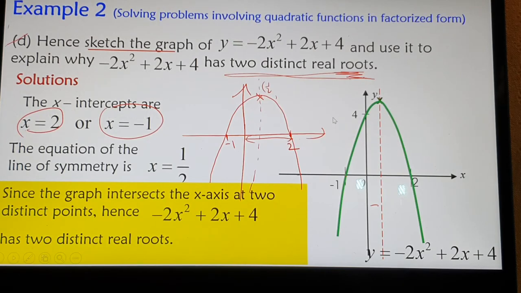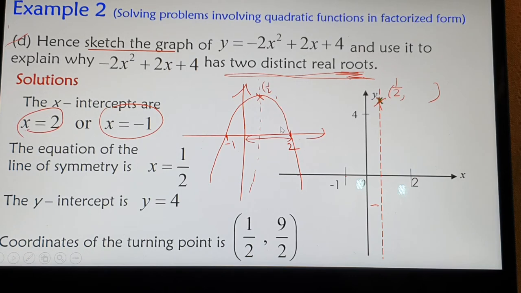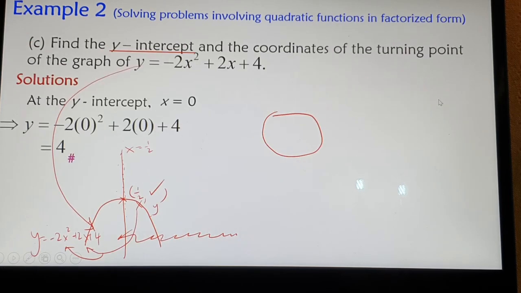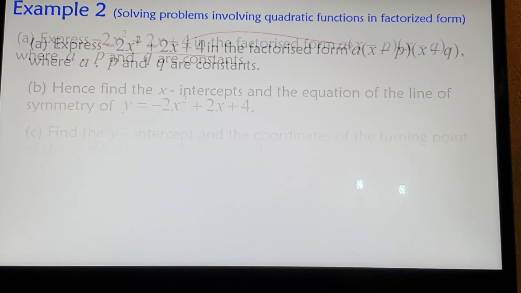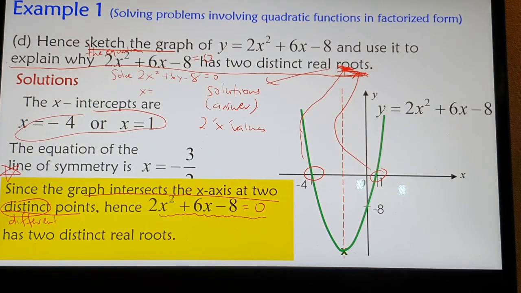You need to label, ladies and gentlemen. If you don't label, it is wrong. This point must be labeled, meaning this half, what is the value? Half, 9 over 2. Half, 9 over 2 must be labeled. If you don't label these, we will not give you the full marks. Now let me go back. Just now that question, did they label? If it's not labeled, then it is not correct. Oh dear, it's not labeled. So you must label.